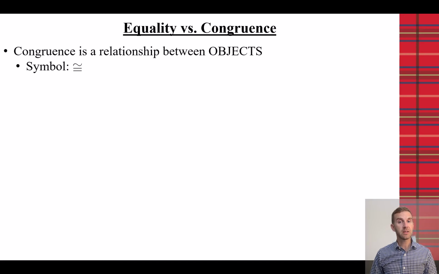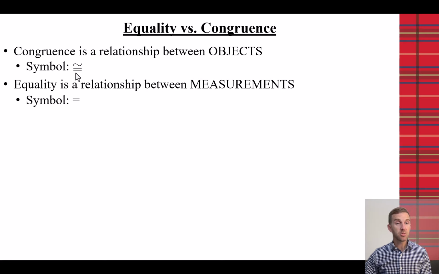When we talk about these objects, we have to make sure we're using the right way of writing them. When we talk specifically about using objects like segment AB, segment CD, we would be using the congruent symbol. When we talk about using measurements, the measure of AB, the length of CD, we're going to use equality. And it's important that we pay attention to which one we're using so we use the right symbols.